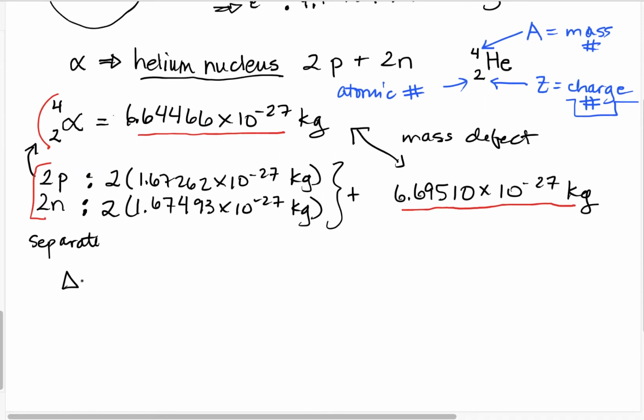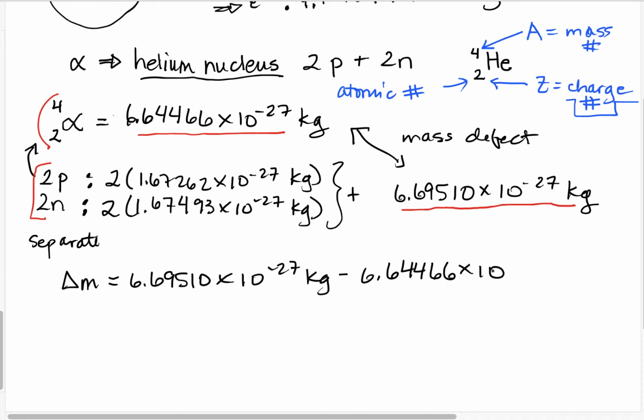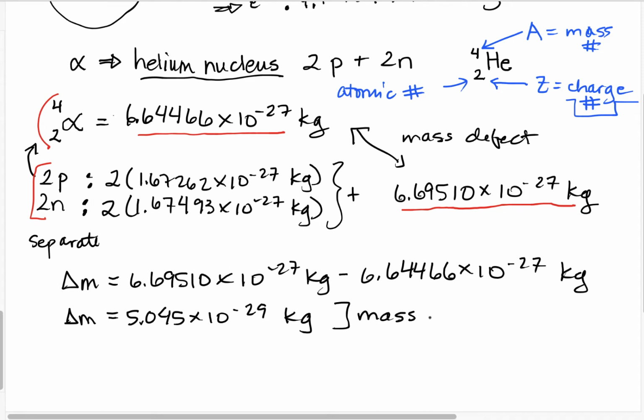So this change in mass, this difference in the mass between 6.69510 and 6.64466 times 10 to the minus 27, if we look at how big that is, it's pretty small, right? Our mass difference is 5.045 times 10 to the minus 29 kilograms. So this is technically called that mass defect for an alpha particle.